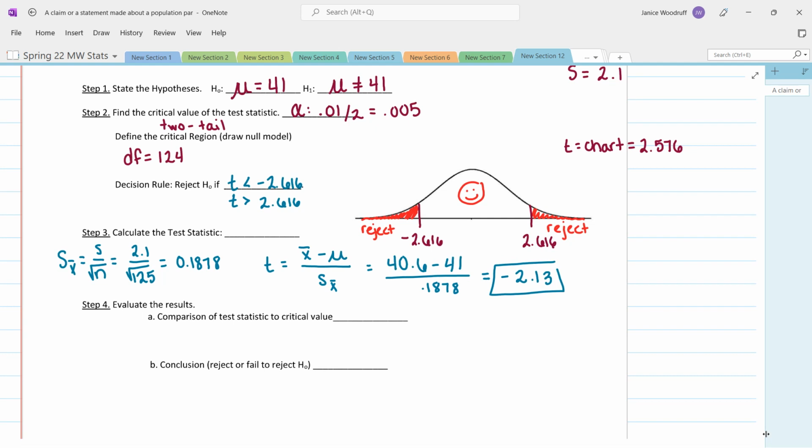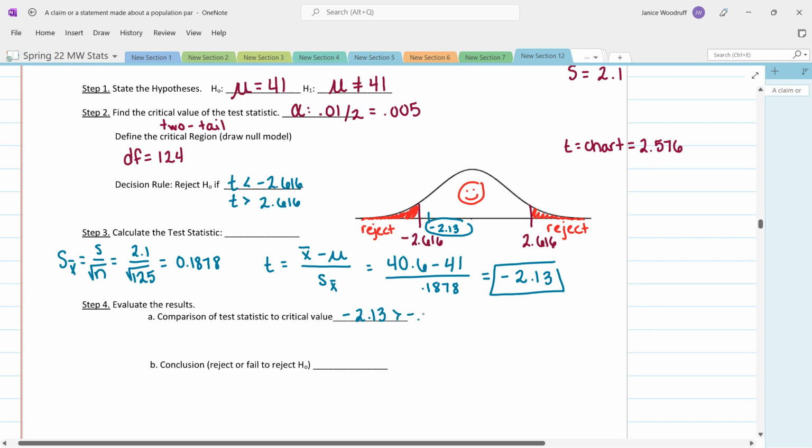Okay, if we put that on our normal curve, that's going to be about right here. So that is in that non-rejection region. Okay, so we say negative 2.13 is greater than negative 2.616, but also less than positive 2.616. So our conclusion, fail to reject the null.